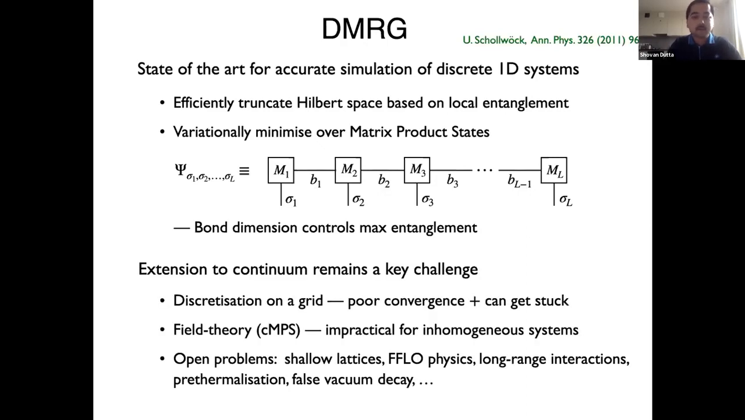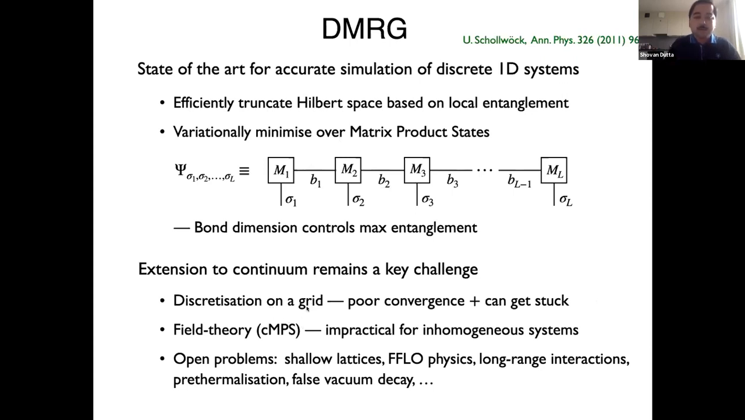And so people have, unsurprisingly, tried to apply it to continuous settings. But the punchline here is that it remains a key challenge despite these attempts. So here are some of the attempts. So what you can try to do is simply discretize your continuous system on a grid and then apply DMRG. But if you do that, this approach converges very poorly with the number of grid points, and sometimes actually it does not converge. It can get stuck in some local minimum if you have multiple length scales in your system.